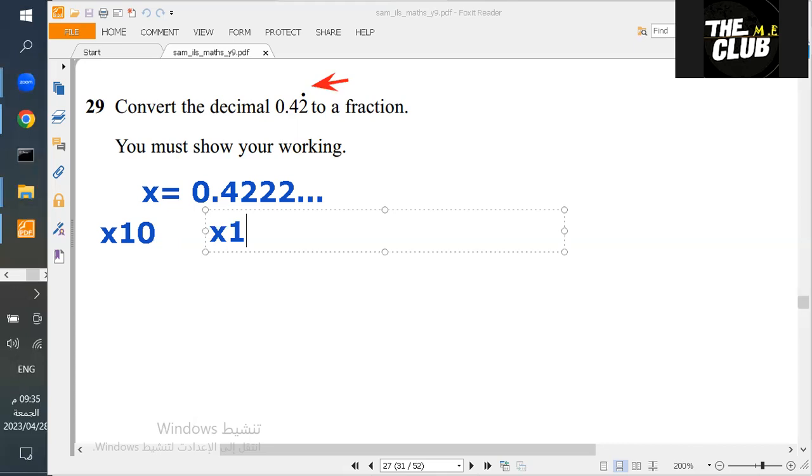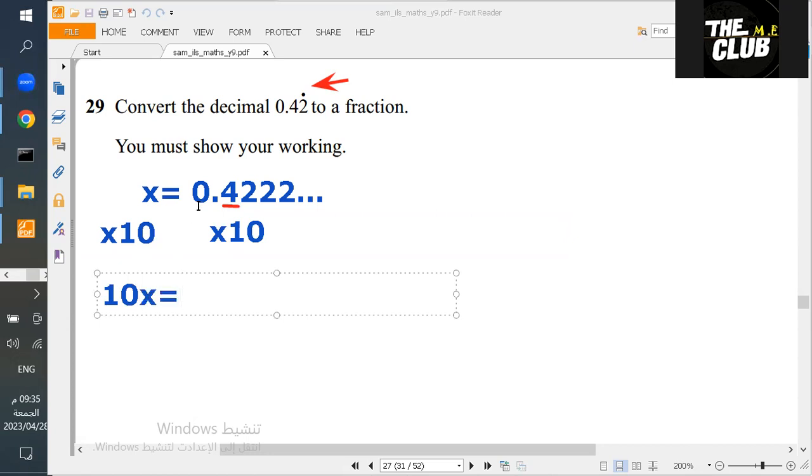Why did we multiply by 10? To get rid of the number 4, we want to move the 4. After multiplying by 10, x times 10 gives 10x. Then multiplying this by 10 leaves 4.222.